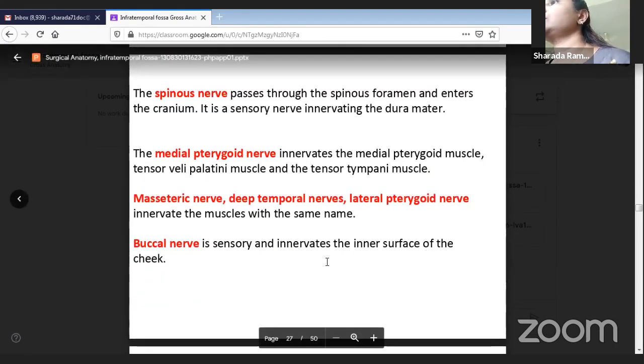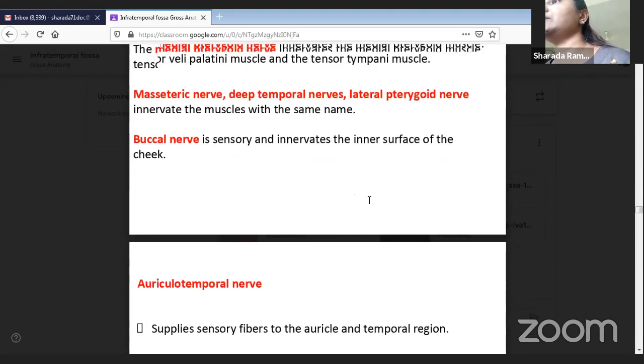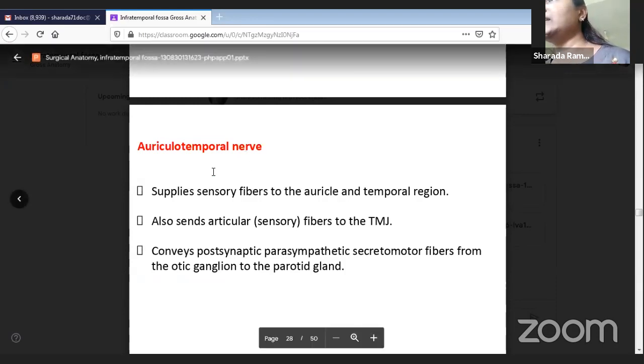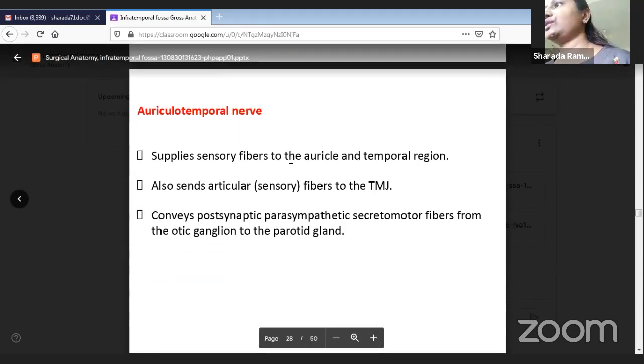So this is all the theory, how you write up the theory, and this is for the auriculotemporal nerve. I need some time for the OT ganglion, wherein I can complete the auriculotemporal nerve.